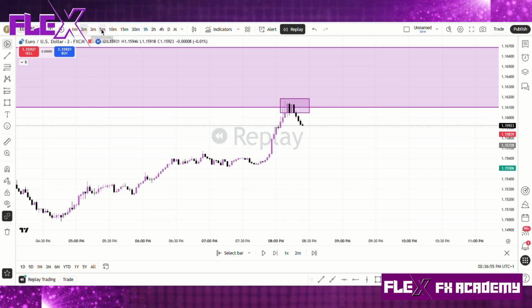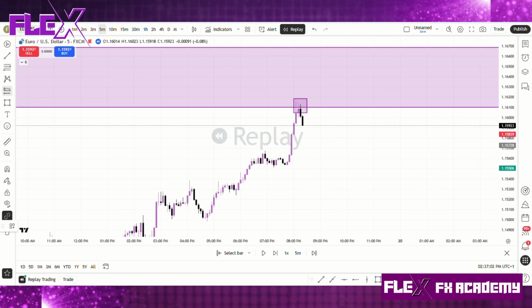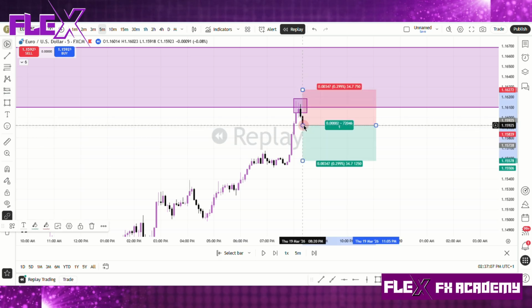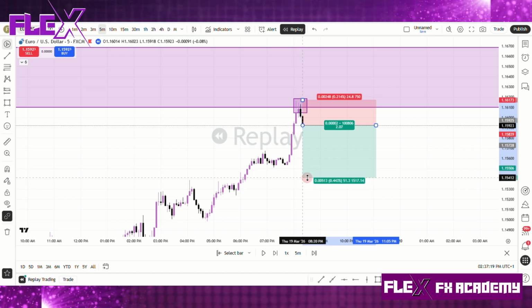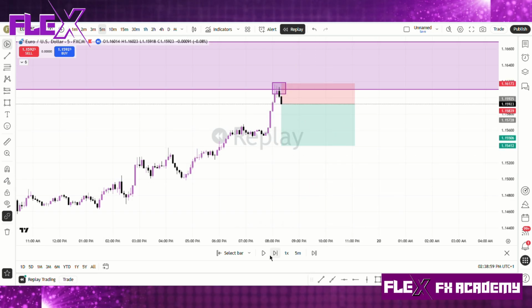So once I see this, all I need to do is enter at this breakout candle here, place my stop loss just above this swing high, and then aim for 2 to 1. Let's see how it plays out. I'll just play this.